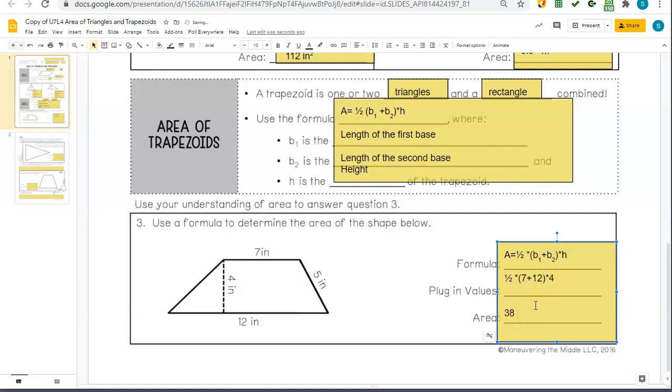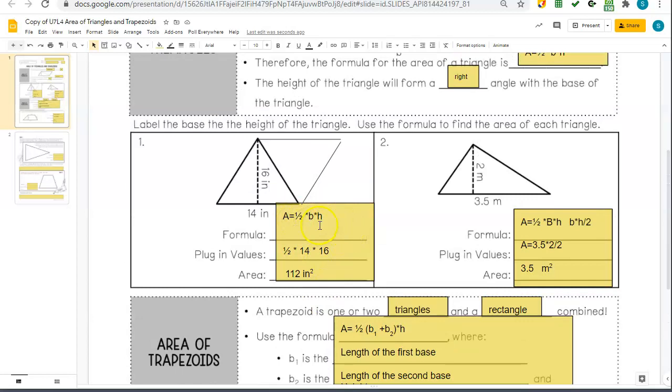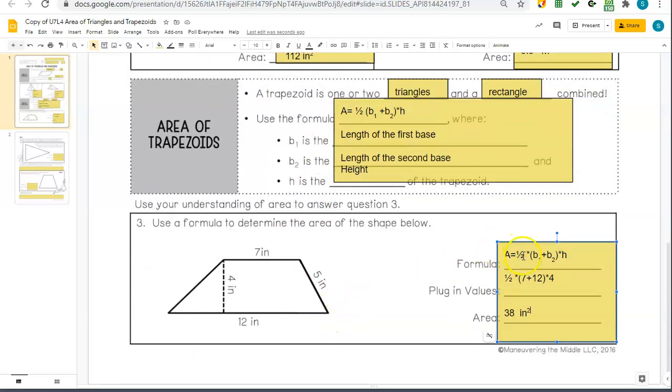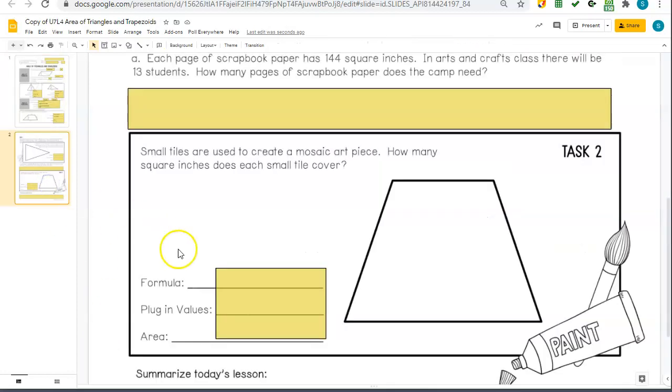So it's 38, and the last thing we need to know is what our units are. The units for this one are inches squared, or square inches. So we've got two new formulas that we learned today. The area of a triangle is 1/2 base times height. The area of a trapezoid is 1/2 times the sum of the bases times the height. And here the bases are always the sides that are parallel. Okay? So let's go ahead and go on to page 2.